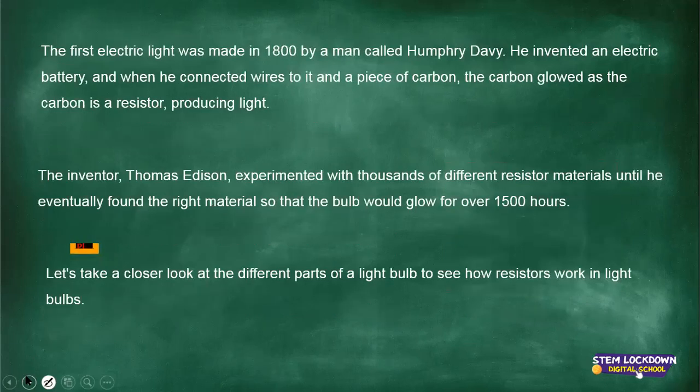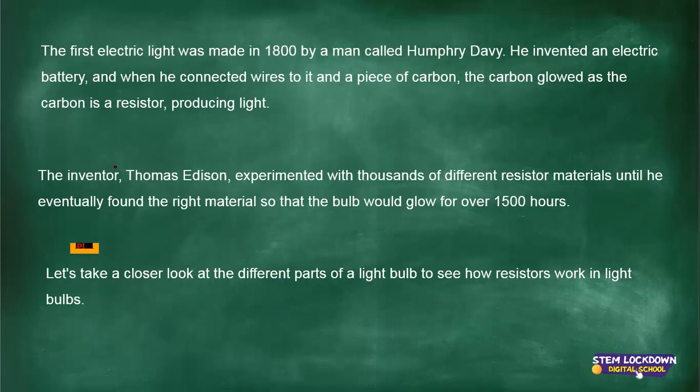So the first light bulb was made in the 1800s by a man called Humphry Davy, and he invented an electric battery. And when he connected the wires to it and a piece of carbon, the carbon glowed. And this carbon was a resistor that produced light. And through experimentation, just like how you're going to experiment and become young inventors, we found knowledge. We expanded our knowledge and we made new things.